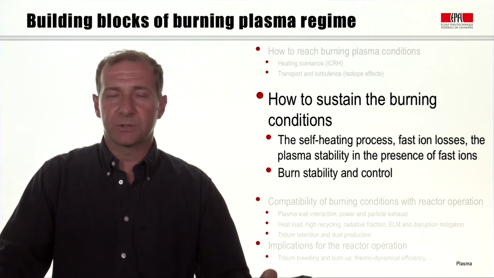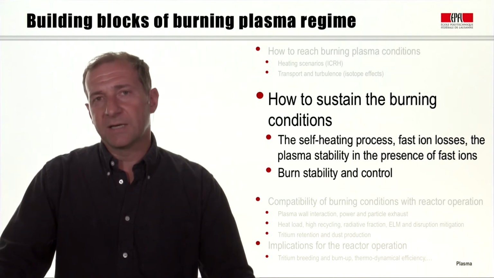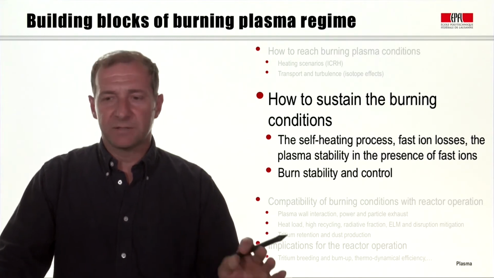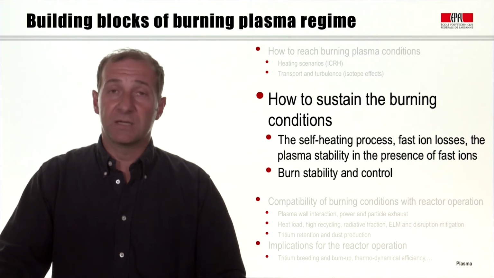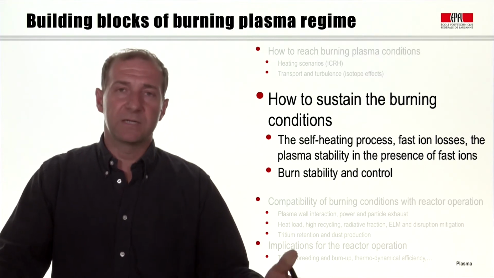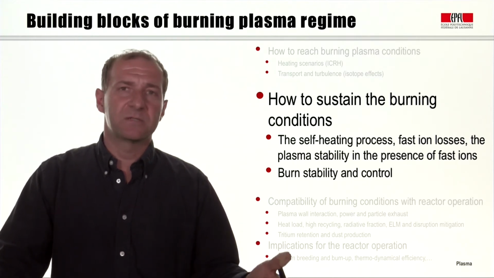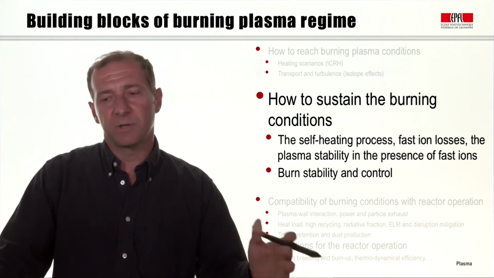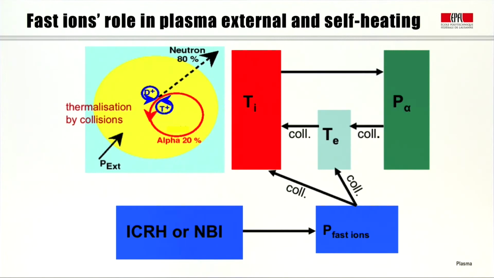Now, we don't have the pretension to really investigate all of these in this lecture and in this course. I'd like just to give a few highlights about the specific chapter in which we discuss how we can sustain the burning conditions. So we look at the self-heating process, the fast ion losses, the stability of the plasma in the presence of the fast ions, and we say just a few words about the control of the burn and its stability.